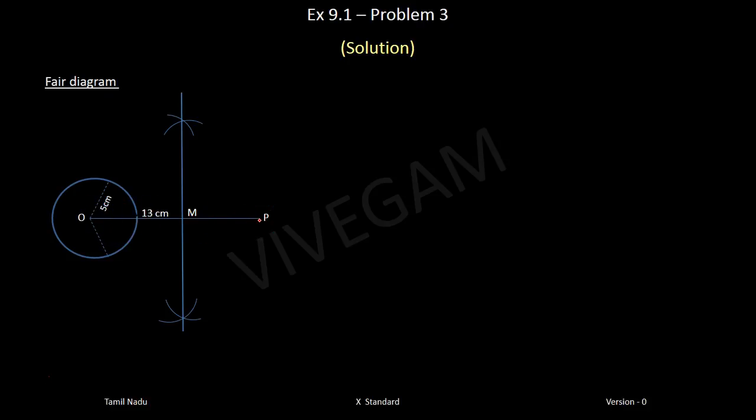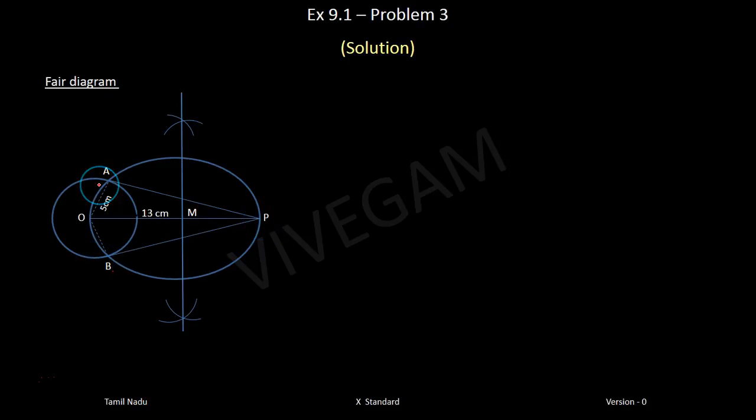Let's name it M. Now with M as a center and MO as a radius, draw a circle. It will touch both O and P. Now it is intersecting the first circle at 2 points. Let's name them A and B. You join PA and PB. And PA and PB are the tangents from P to the original circle.